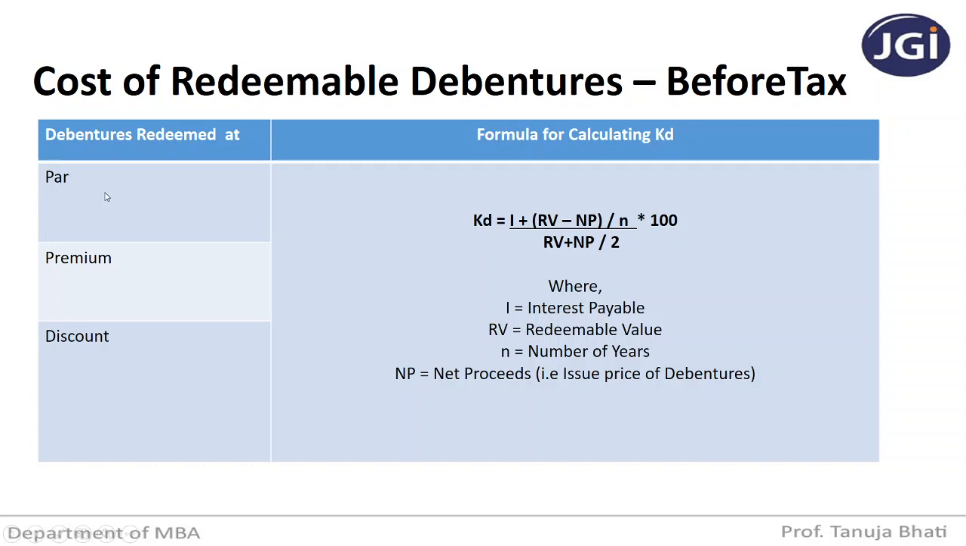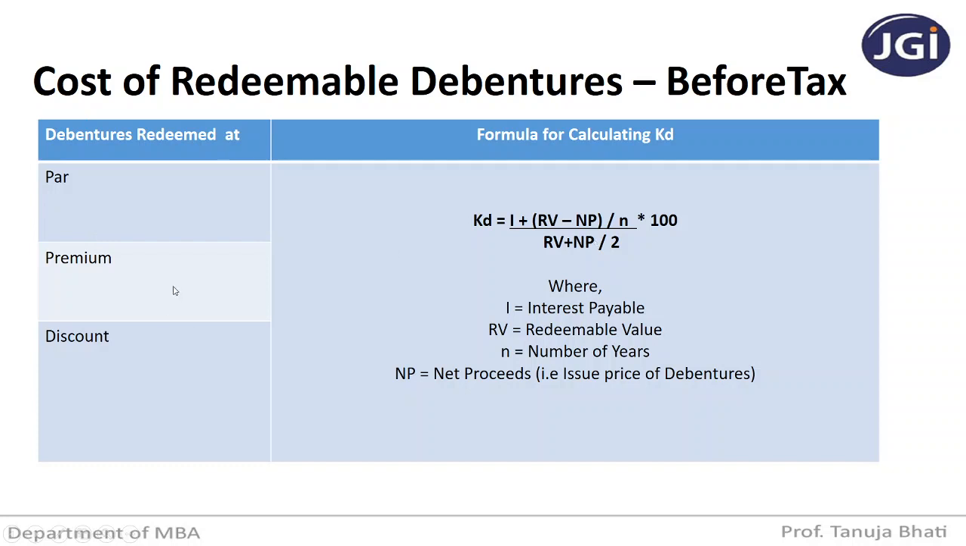Now, based on this formula, the RV value and the NP value will be changing depending on whether it is issued at par, premium or discount. But interest will remain the same, because I already told you that interest is always calculated on the face value. So only the RV figures and NP figures will change depending on par, premium, discount. You all know NP. In case of par, what is the NP value? It is nothing but the face value minus the issue expenses.